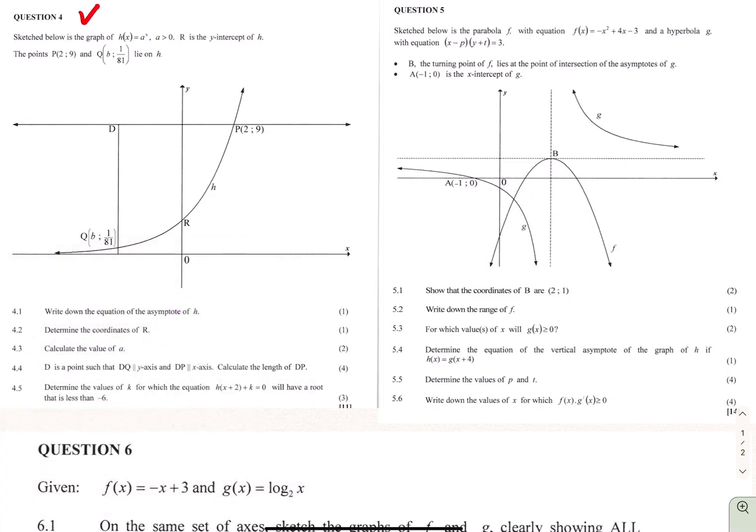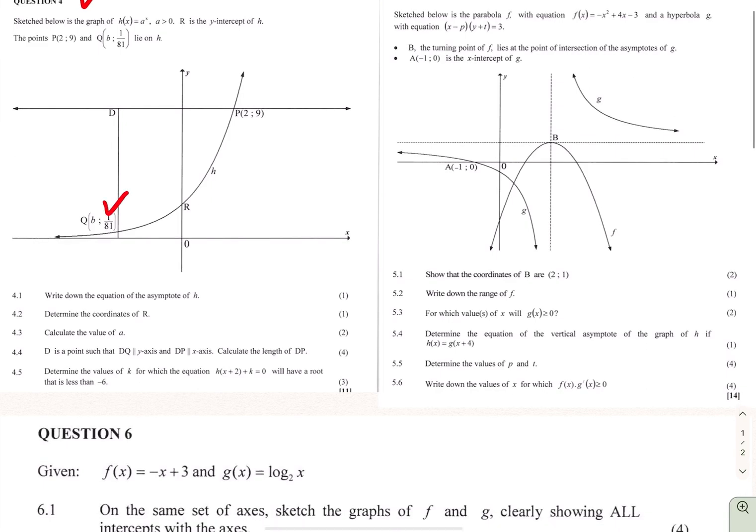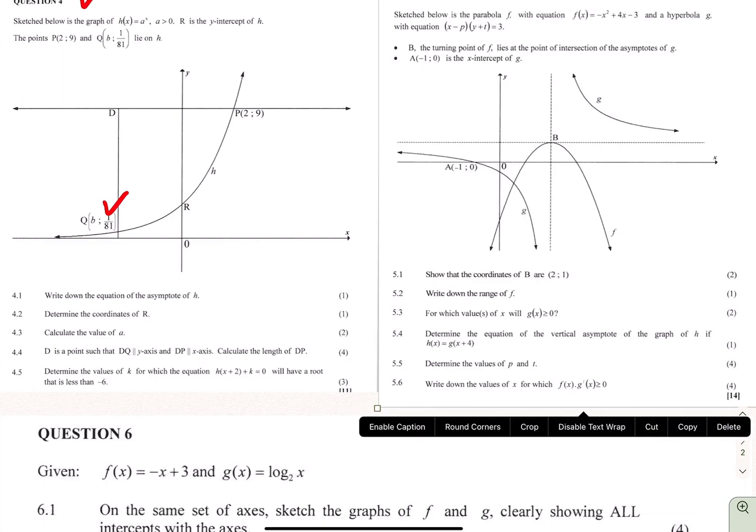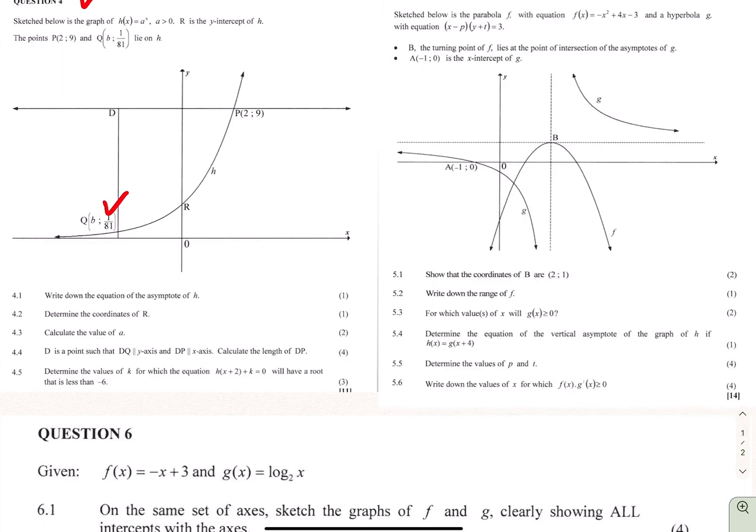Sketched below is the function h of x equals a to the exponent x, where a is positive, that means it's bigger than 0. R is the y-intercept of h. The points P and Q lie on h, and they are given as such. Now they ask you to find a few things. 4.1, they say to you, write down the equation of the asymptote of h. And they give that 1 mark.